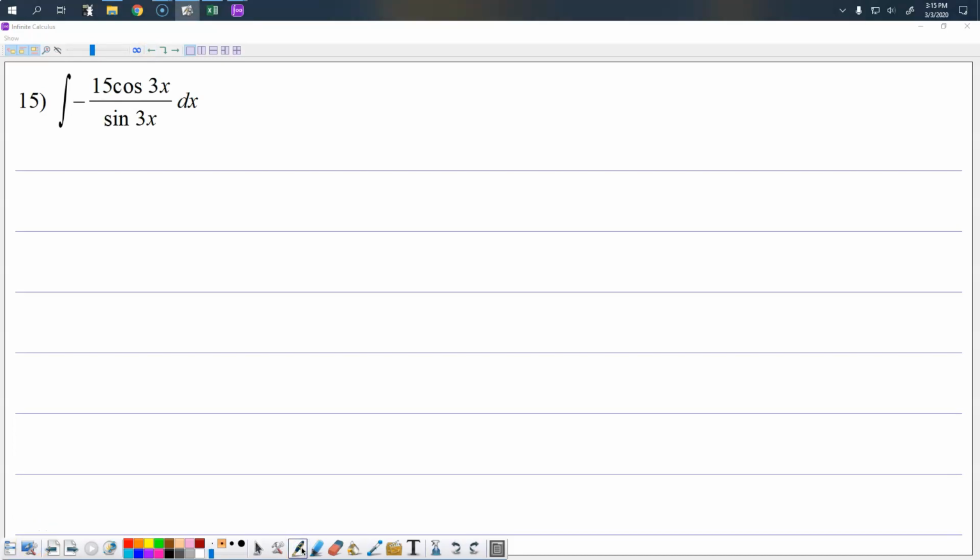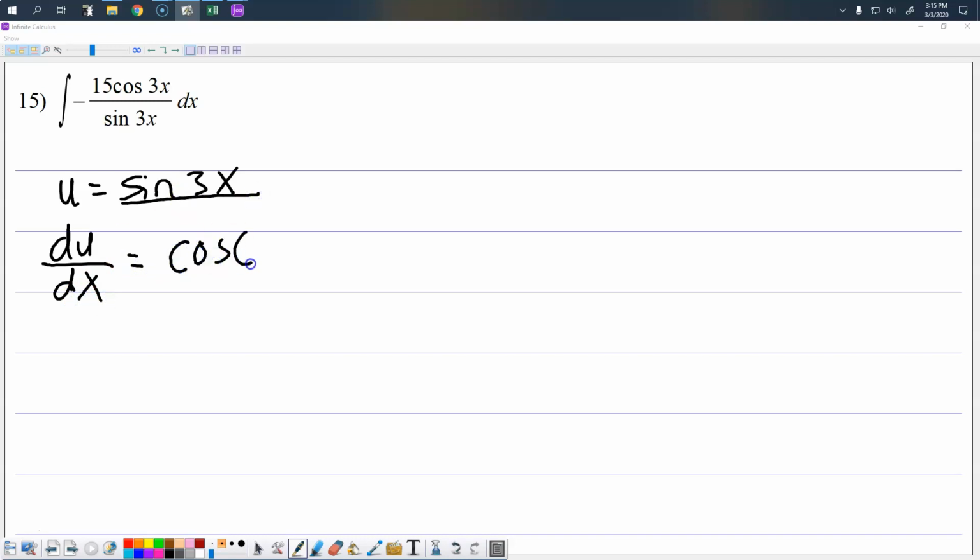Okay, so for this one, it's another u sub problem. We're going to let u equal the denominator again. Unless it's one of those arc-trig functions, if you have a fraction problem, it's almost always of the sort where the bottom is the u. So this is a chain rule. The derivative of the outside is cosine. The derivative of the inside is 3. So there's your derivative. And then, of course, we get our dx by itself, like always.